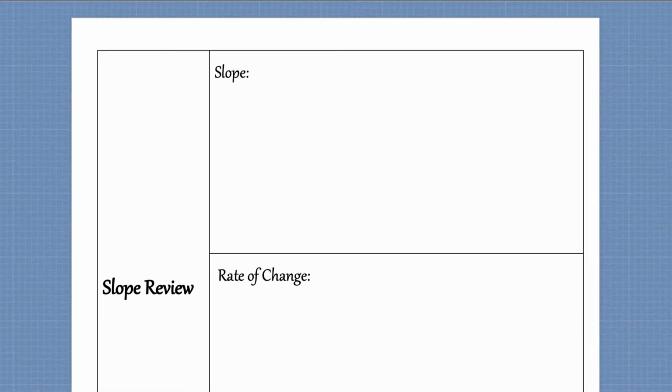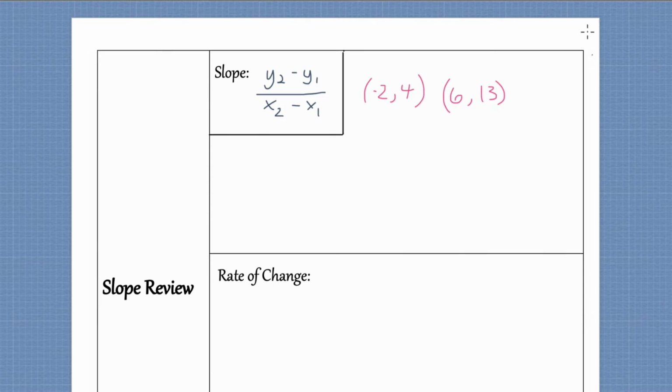So if you remember, the formula to find slope is y2 minus y1 over x2 minus x1. So let's say we have these coordinate points right here, and we want to find the slope of these two coordinate points. To solve this, first we're going to have to take y2, or the y value of the second coordinate point, which is 13, minus y1, which is the y coordinate of the first one, which is 4. So 13 minus 4 over x2, which is 6, minus x1, which is negative 2, so minus negative 2.